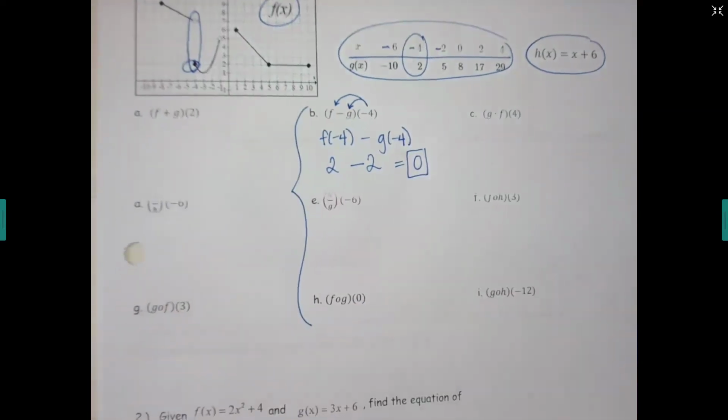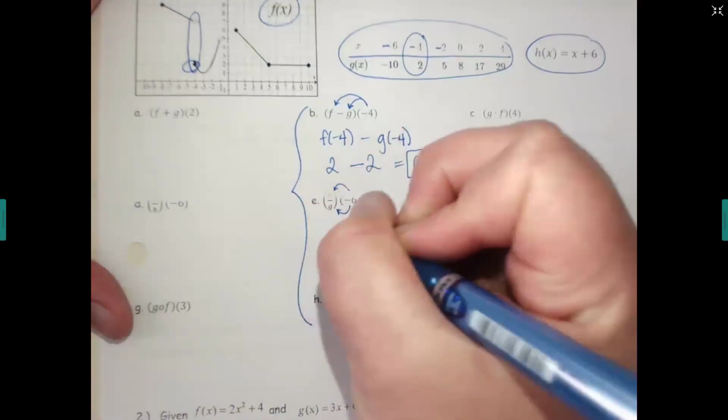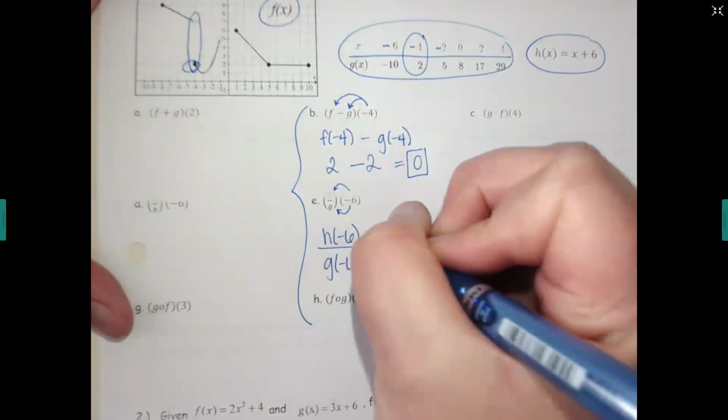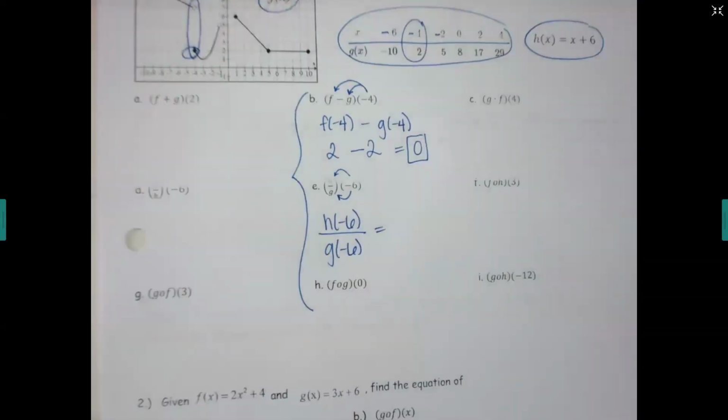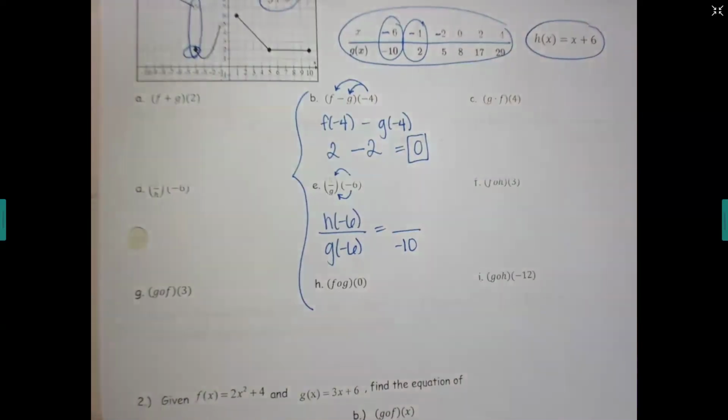Take a look at letter E. I want H over G. What operation is that? Division, but they both share the -6. So I'll do H of -6, G of -6, and then I'll divide them with each other. Now, let's find G of -6 first, just because it's in the chart. So find -6. What's the answer for G? -10. Very good. So the bottom number is a -10.